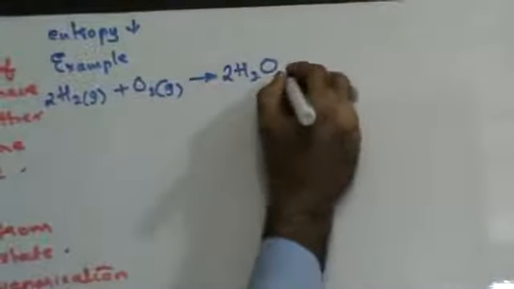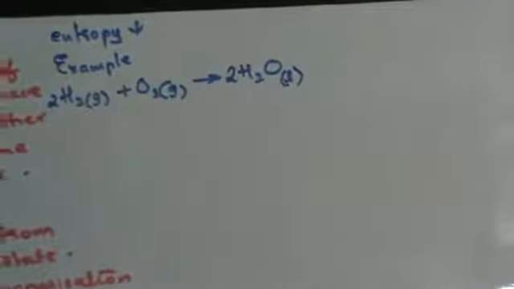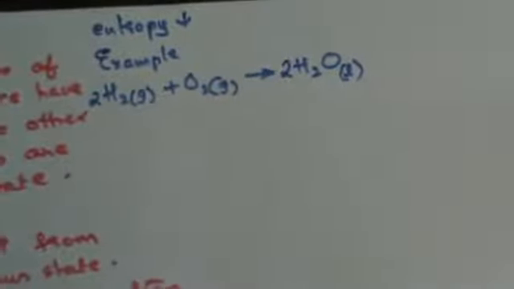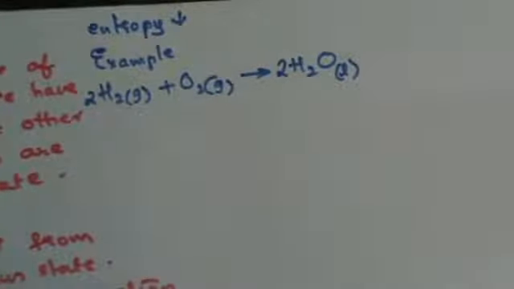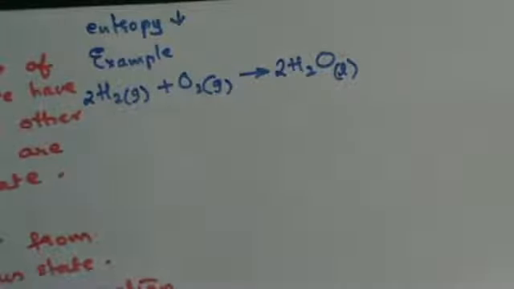Water liquid. Now, as you can see, they are changing from gaseous state to liquid state. If a substance is going to change from gaseous state to liquid state, that means the degree of randomness would decrease. If the degree of randomness is going to decrease, that means entropy is going to decrease, right? And this is a spontaneous process.